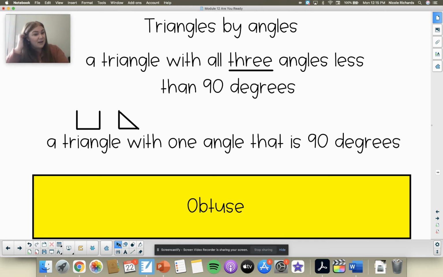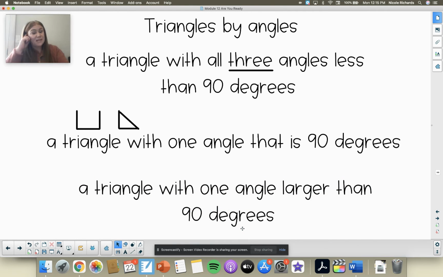And our last type of angle is the obtuse angle. An obtuse triangle has an angle larger than 90 degrees. So if I draw an obtuse angle here, that is larger than 90 degrees. When I connect the other two sides, they're going to be acute angles. But again, an acute triangle has to have all three acute.